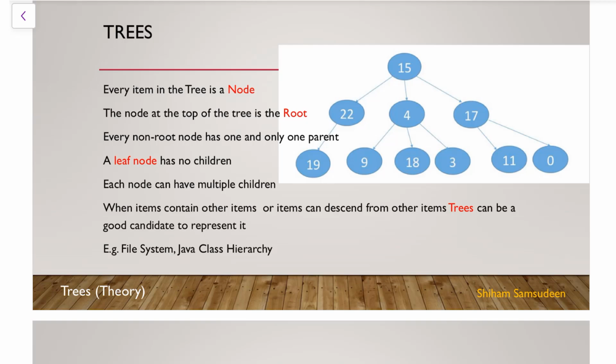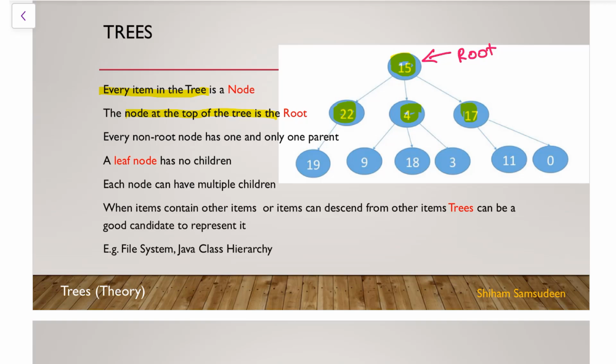So we have some rules here. For trees, every item in the tree is a node. So this is a node, this is a node, this is a node, right? The node at the top of the tree is called a root. So this guy is called the root. For a tree you have only one root, right?